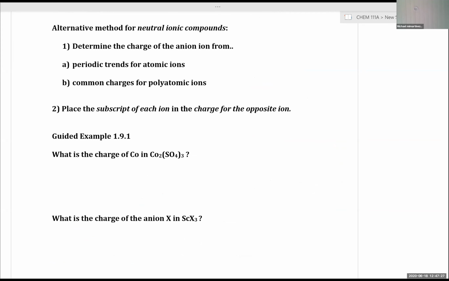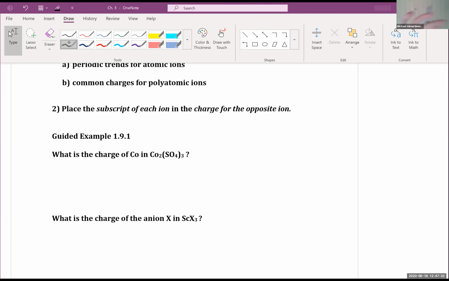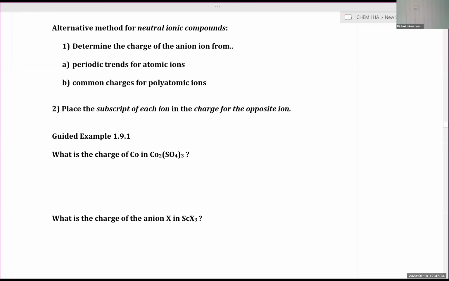So when we last left off, we discussed formula methods for determining the charge of each ion in an ionic compound. There's an alternative method to figure out the charge of your cation in a neutral ionic compound. In this method, first you figure out the charge of the anion using periodic trends and the common charges for the polyatomic ions. And then you take the subscript of each ion and place it in the charge for the opposite ion.